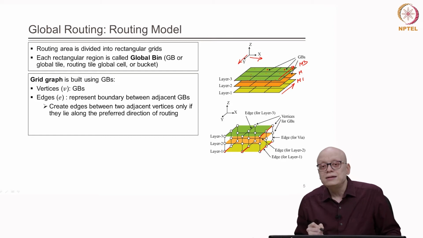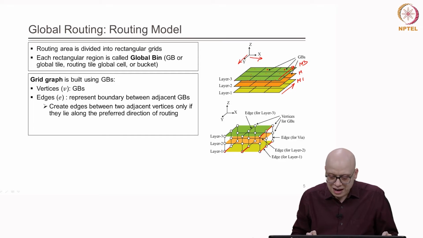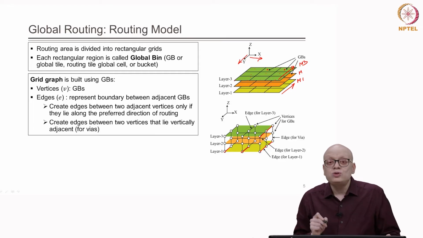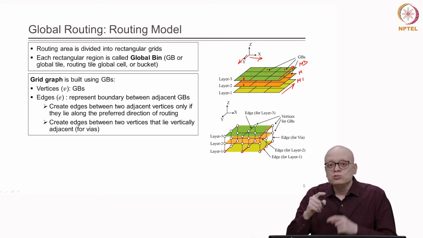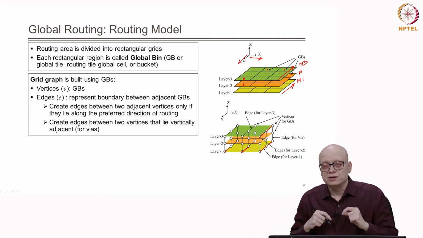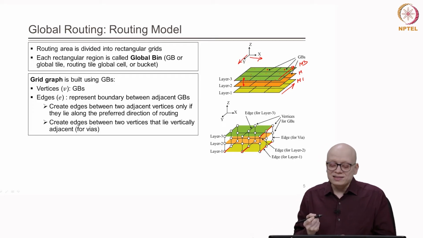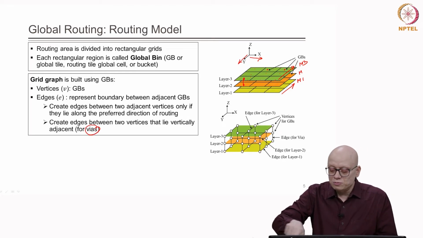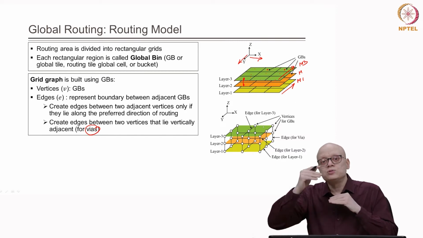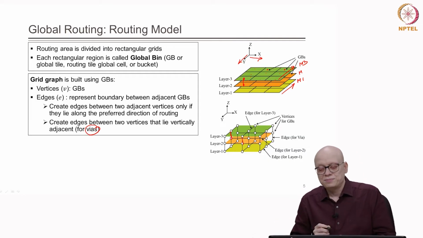So, we create edges along the preferred direction, and also we create edges between two vertices that lie vertically adjacent, right. For example, this global bin and this global bin are vertically adjacent, one lying above the other, and therefore we create an edge for this. Now, what does this edge represent? This edge represents the vias, right. While making interconnections, we might need to go from one layer to another, and for that we need to use these via edges, right.